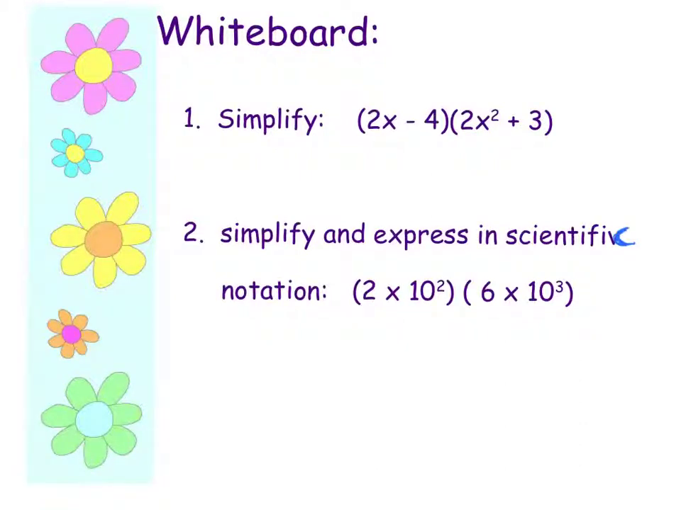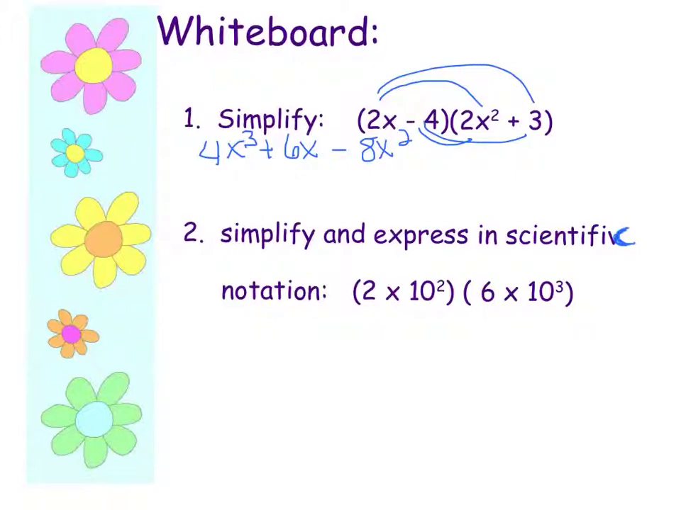As always, let's start with a short review of what we did yesterday. First, if we're going to simplify, if something is in simplest form, it doesn't have parentheses. So first, 2 times 2 is 4, x times x squared is x to the third. Outer, 2x times 3 is 6x. Inner, negative 4 times 2x squared is a negative 8x squared. And last, negative 4 times 3 is a negative 12.